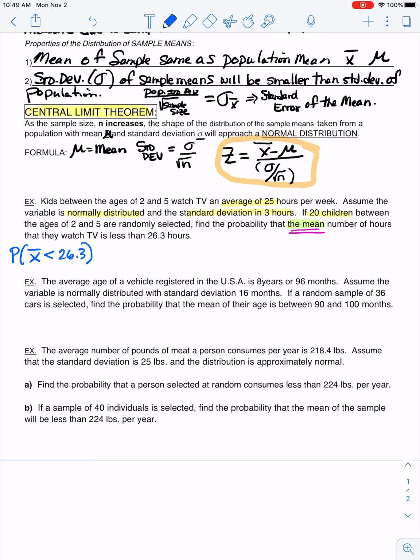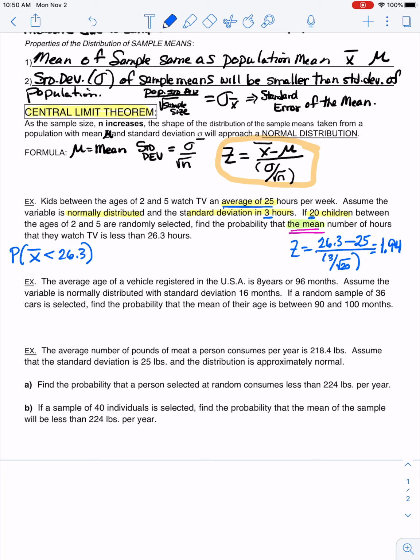Okay, so we're going to have Z equals 26.3 minus the population average, which is this 25, all over 3 divided by the square root of 20. Okay, 3 being the standard deviation, 20 being n. If you put that in your calculator and divide, we'll take the z-score to 2 decimal places. It should be a positive 1.94.